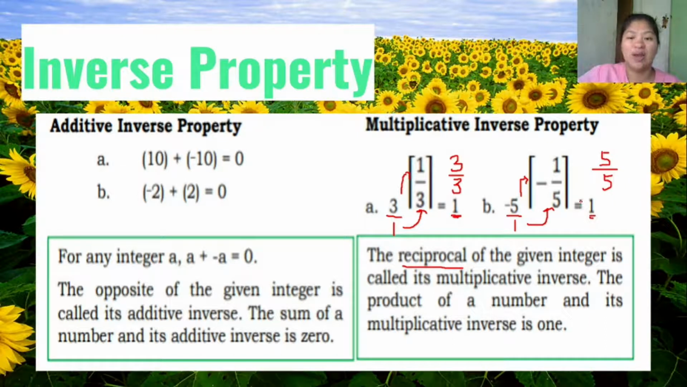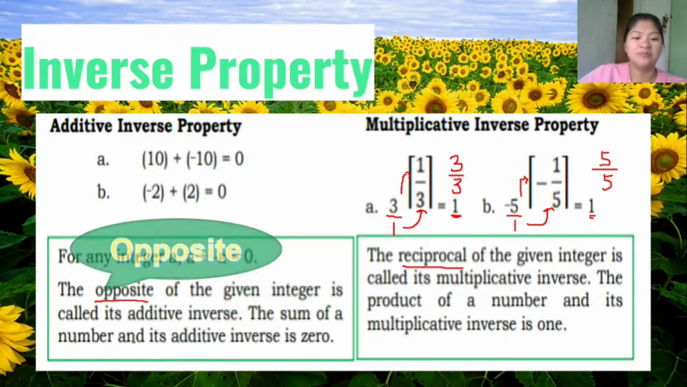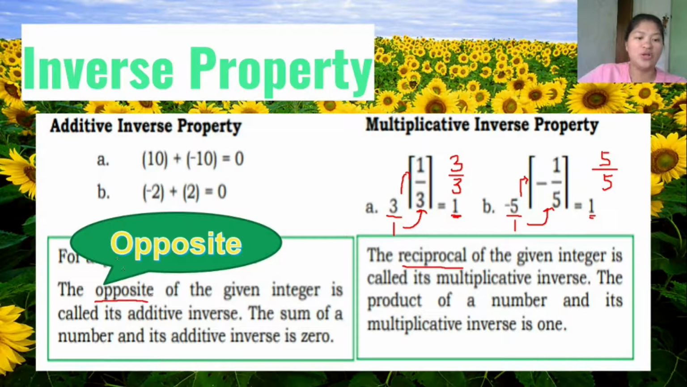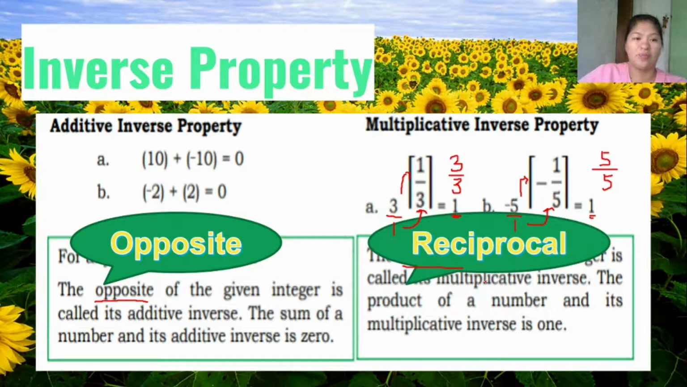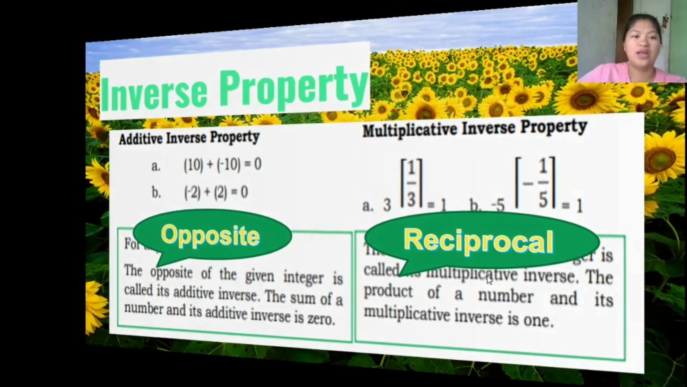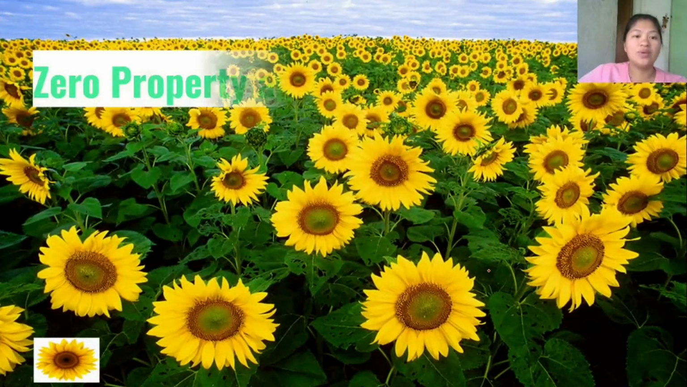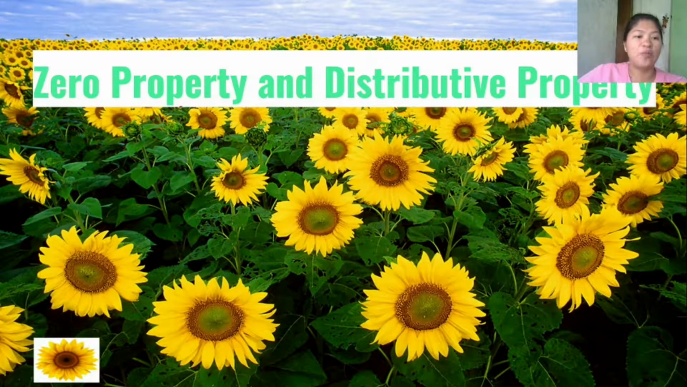So that is what the multiplicative inverse property says. We need to get the reciprocal to have a product of 1. In the additive inverse, we get the opposite of the number. So what do we need to remember about the inverse property? In the additive inverse, you have the opposite. And in the multiplicative inverse, we use the reciprocal. Okay, and for the next property, we have what we call the zero property and the distributive property.